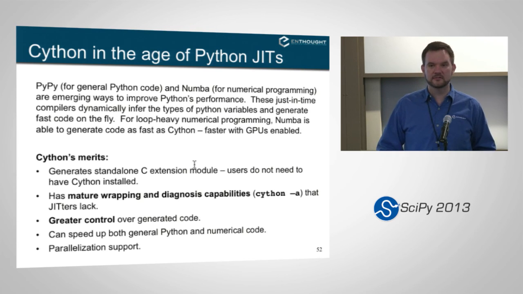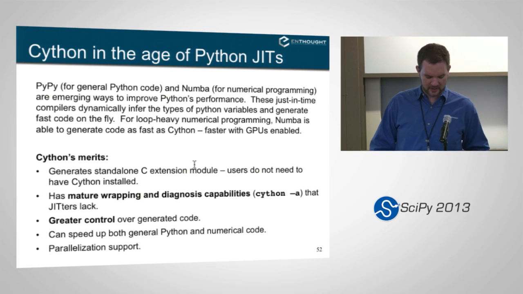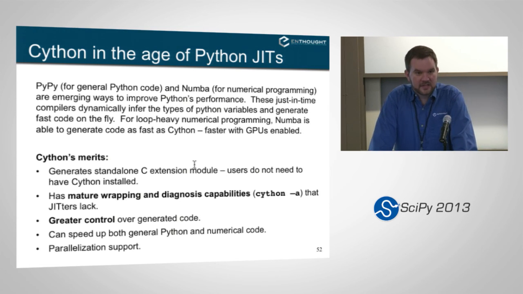So Cython's still going to be around for a long time, but I imagine things like Numba will probably become the tool of choice for speeding up numeric code, just because it's so easy to do.